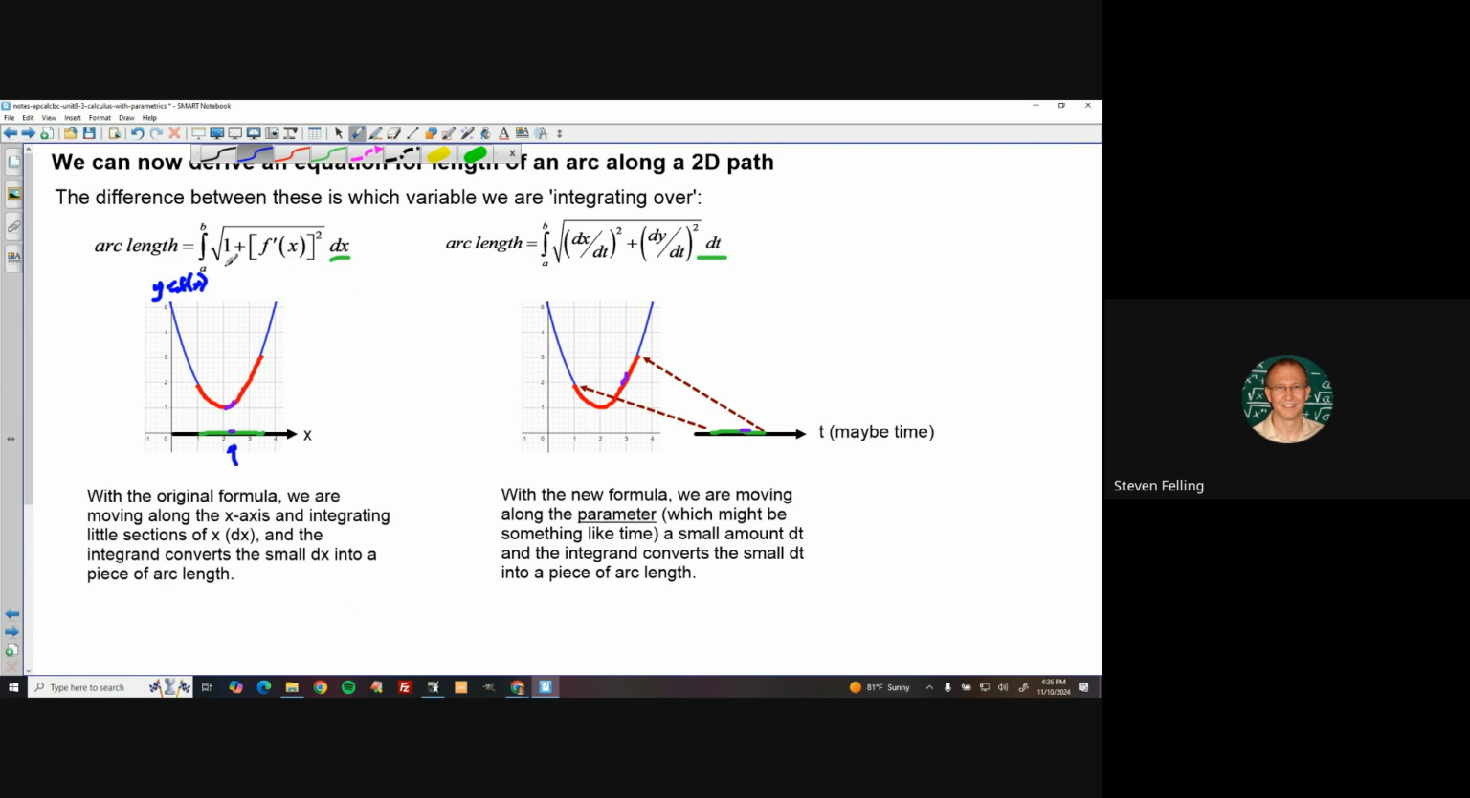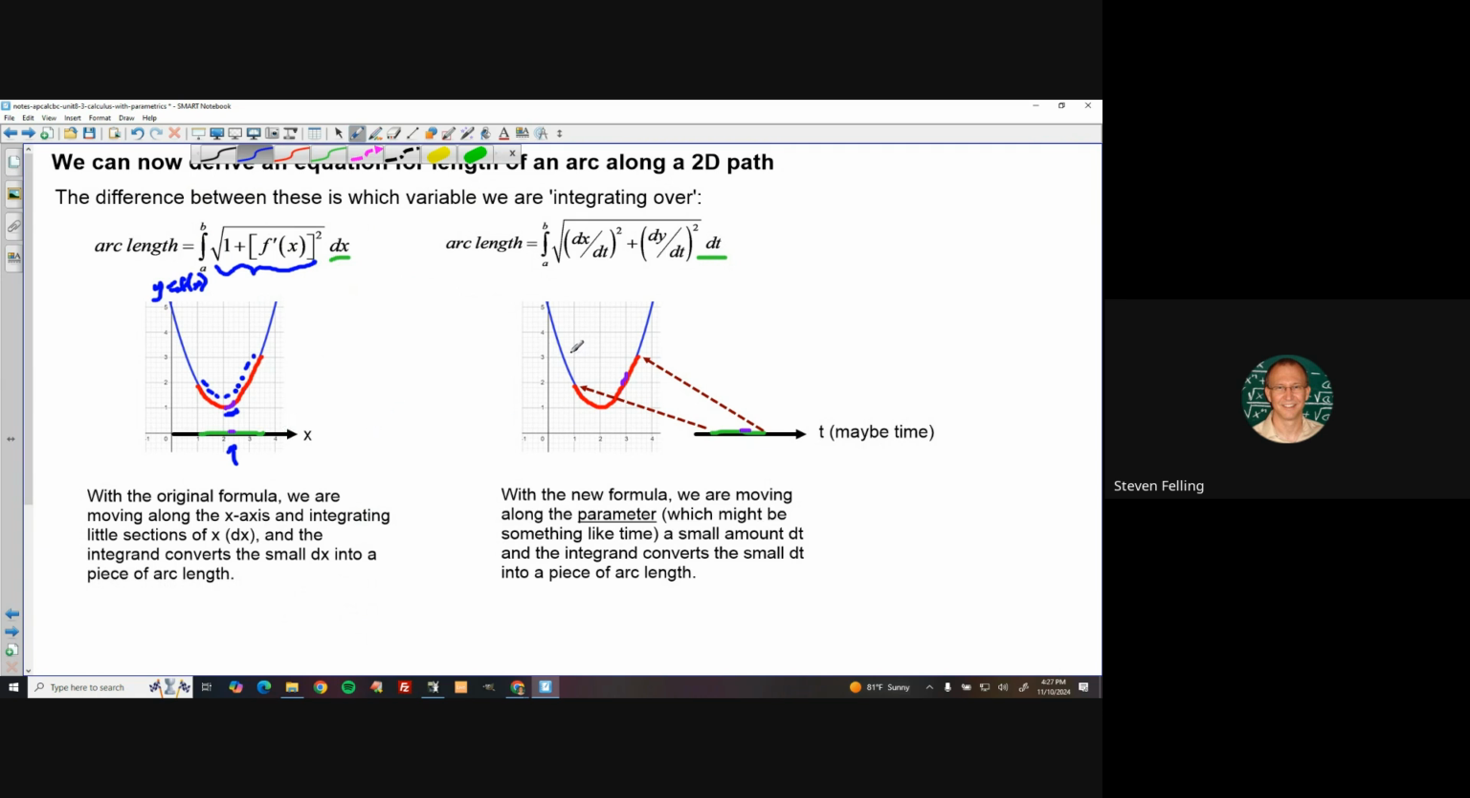And then what's happening when we multiply by this radical is it's changing that into a little curved piece along the curve. In Calc 3, we call that ds. It's a little distance along the curve. And then what we're doing with the integral is we're integrating a whole bunch of those little pieces to form the length, the arc length itself. But we're integrating along the x-axis itself.